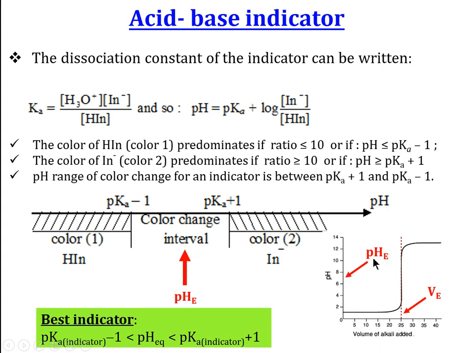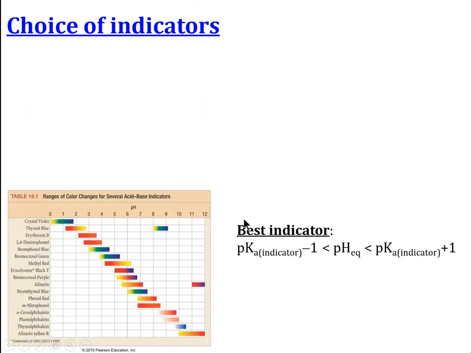Suppose that the pH at equivalence belongs to the domain less than pKa minus 1. That means the color of the solution is the color of HIN, so we cannot detect the variation of the color or the equivalence point. So the best indicator is the one where the pH at equivalence belongs to the domain between pKa minus 1 and pKa plus 1 of the indicator, and this domain is called the pH change range of the indicator.